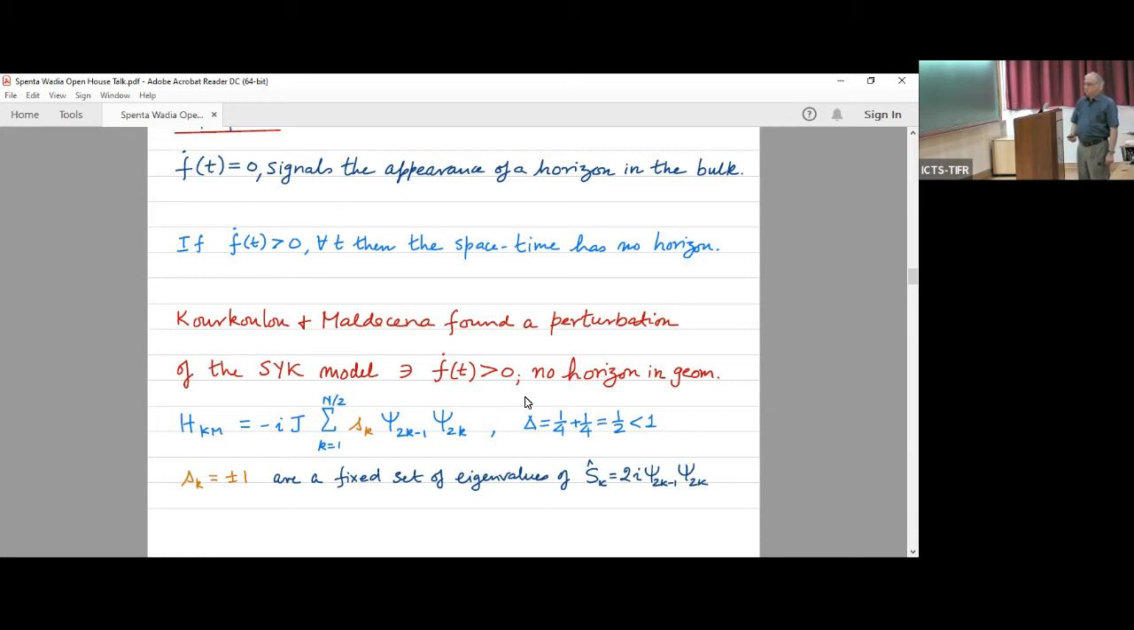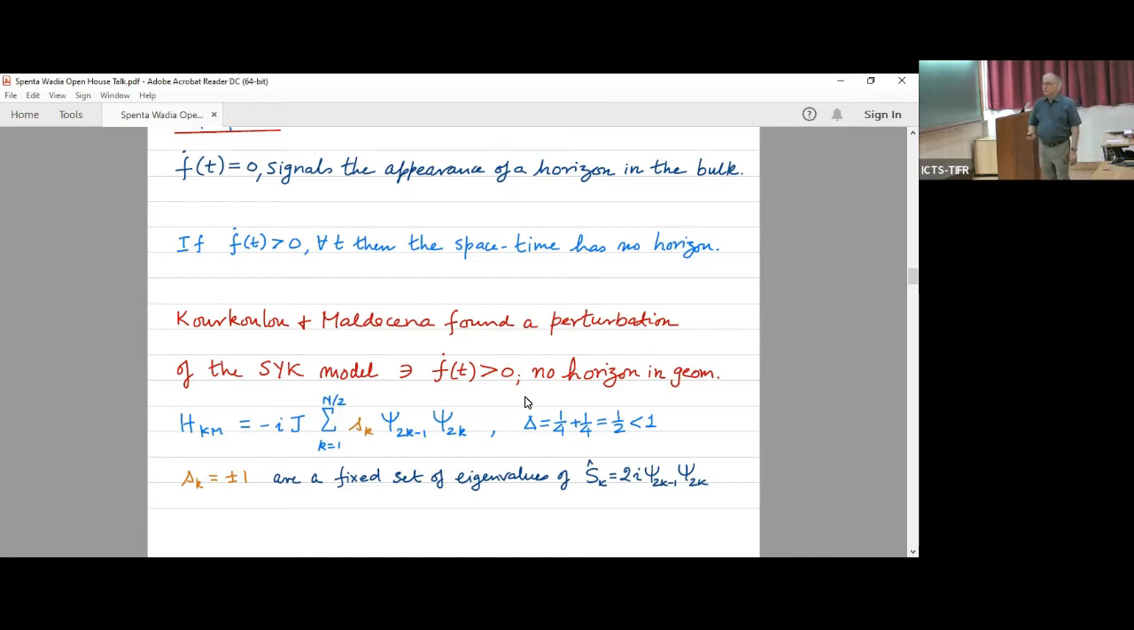All right. Now, how do you manufacture a geometry without a horizon in the SYK model? You can't. You cannot do that simply. It always describes at finite temperature a black hole. So Kourkoulou and Maldacena found a perturbation of the SYK model such that in the solution of that extended model, f dot is always positive and there is no horizon in the geometry.